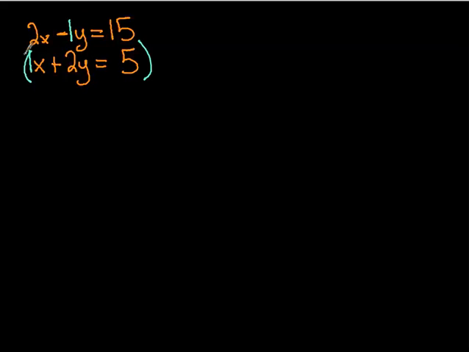So let's, we have to eliminate one of them, which means one of them has to be positive and one of them has to be negative, and they have to be the same number. So to get 1 to negative 2, we have to multiply it by negative 2. So let's just multiply this by negative 2.